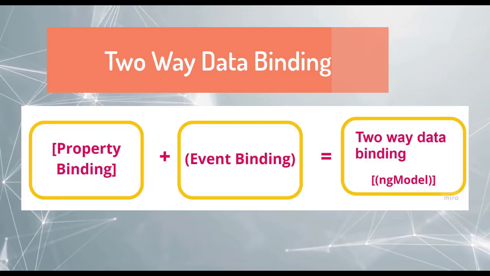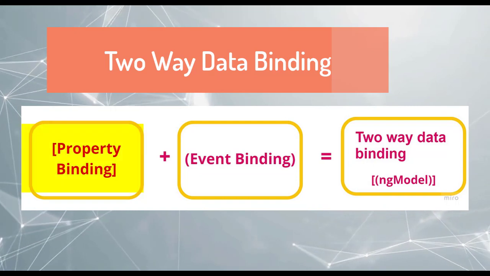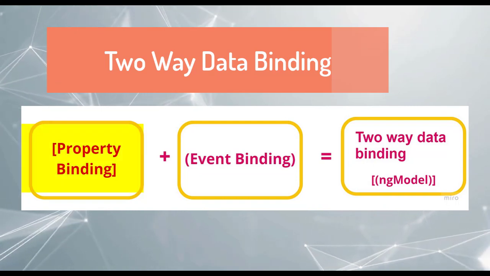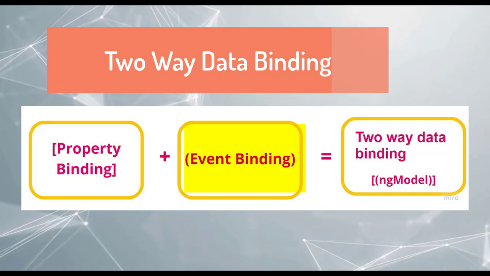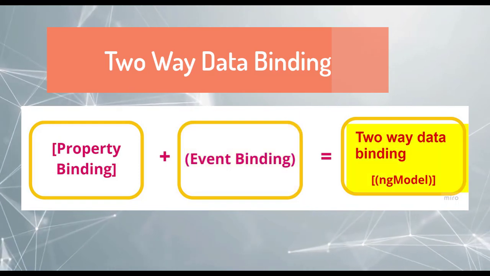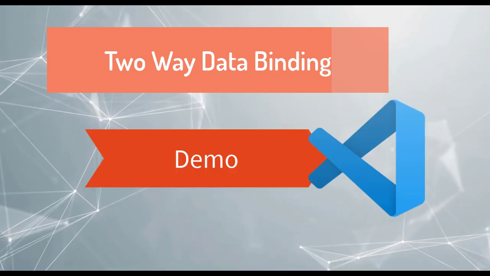The syntax for two-way data binding is a combination of both the square brackets of property binding and the parentheses of event binding. Inside that, we have to write ngModel. We'll discuss a demo on two-way data binding.